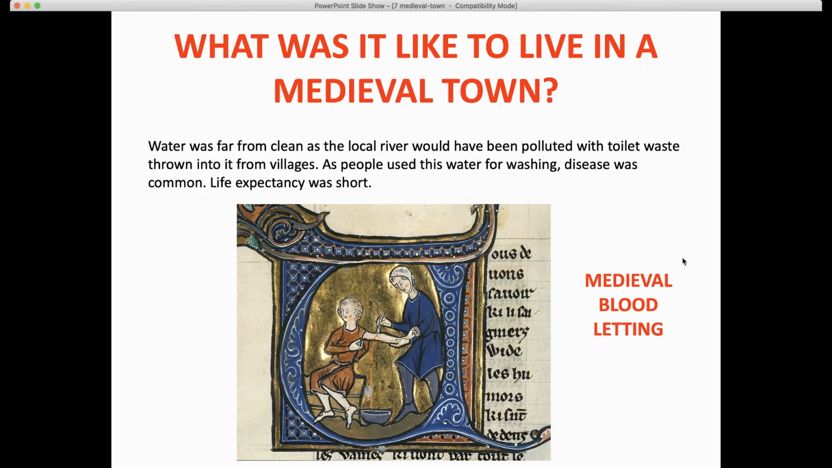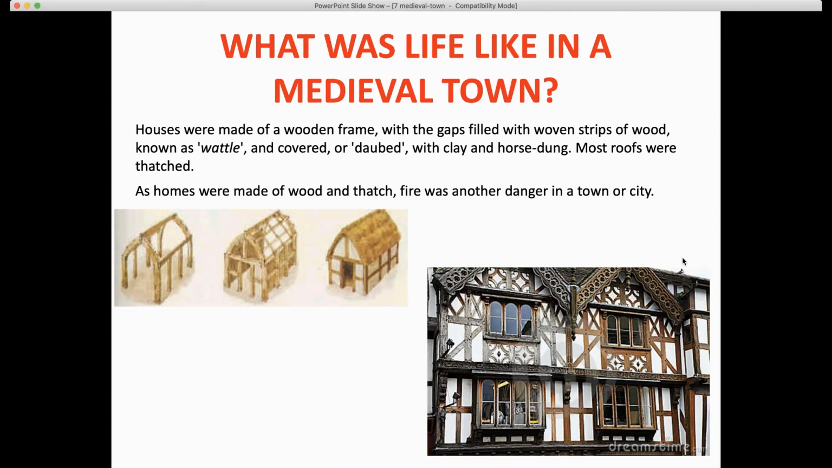People would not drink their water because actually what they would more likely drink would be beer or ale that they had produced, because it was less likely to contain all of those things that would make them ill. But they didn't know that. They just knew that drinking water made them ill and drinking beer didn't. So because the water was often polluted with toilet waste thrown out from villages, and people used this water for washing, disease was really common, and the life expectancy was not long.